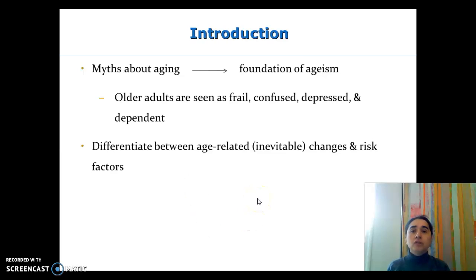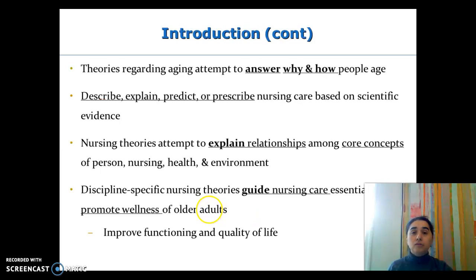Myth about aging is a foundation of ageism. The role of a registered nurse is to dispel this myth and educate the public about health conditions of the geriatric population and their needs. In the majority of cases, older adults might be seen as frail, confused, depressed, or dependent. But we have to differentiate age-related expected risk factors that are related to age-related changes from different health conditions that predispose a patient to certain loss of function status.